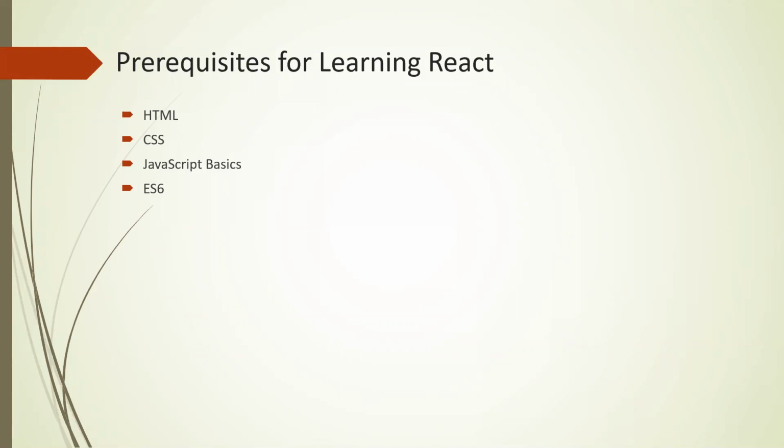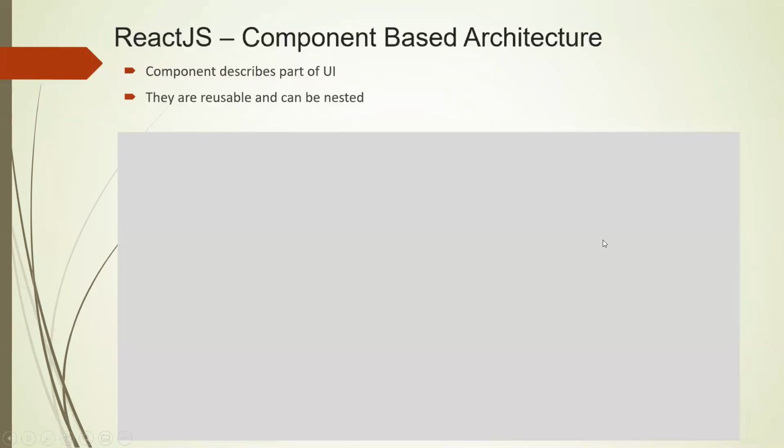And along with that, if you understand those ES6 basics, that would make it easier for you to learn React. And if you're already aware of something like Knockout.js or Angular.js, you are good and you should be able to learn React.js very fast. So when it comes to React.js, it's a component-based architecture. So what is meant by component-based architecture and why do we need this?